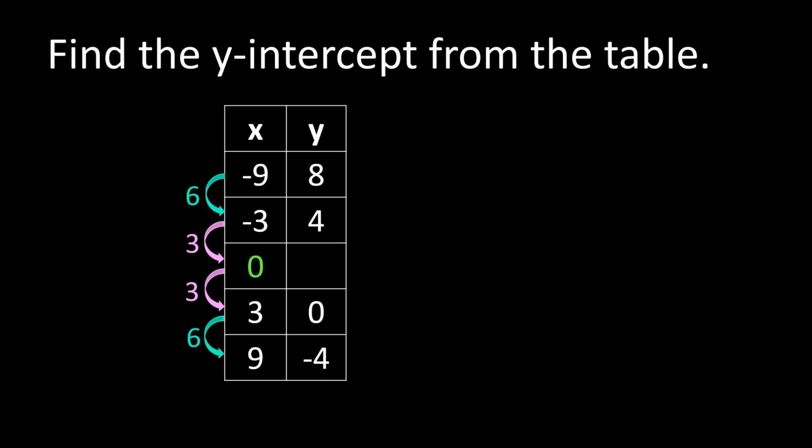So now that I know where 0 falls in relationship to the x values around it, I can use that information when finding my y-intercept. So if I'm looking at the y values, from the first point to the second point, I have 8 and 4. That's a change of -4. From the second point to the third point, 4 to 0 is also a change of -4, and from 0 to -4 is a change of -4.